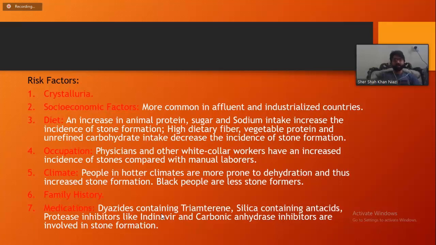People in hotter climates are more prone to dehydration and thus increased stone formation. Black African Americans have less incidence of stone formation. We have to ask about family history, and then of course medications, as we have already discussed: diuretics containing triamterene, antacids containing calcium, and protease inhibitors like indinavir are all involved in stone formation.